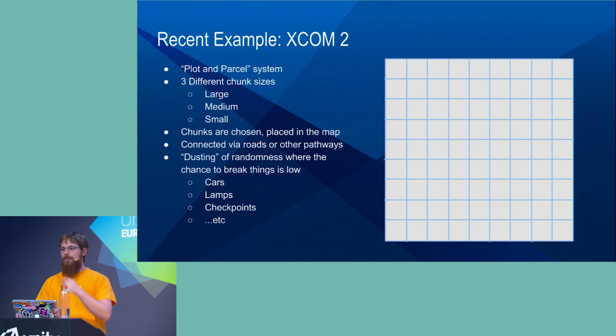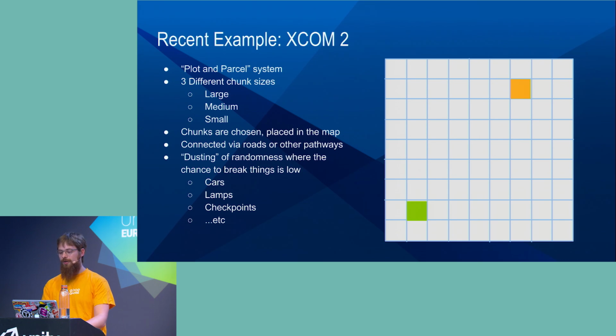including XCOM 2, which originally tried with XCOM 1, the reboot, they tried to do a completely PCG approach, but found that it was generating too many situations where the player couldn't actually win or reach their objective. So they threw it out in XCOM 1. In XCOM 2, they tried something that they called a plot and parcel system, where they had 3 different chunk sizes, large, medium, and small, and they'd have a grid like this, and they'd start putting their pieces down.